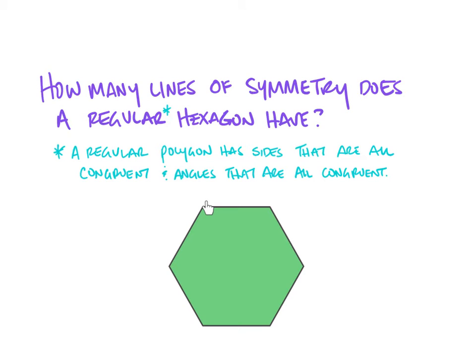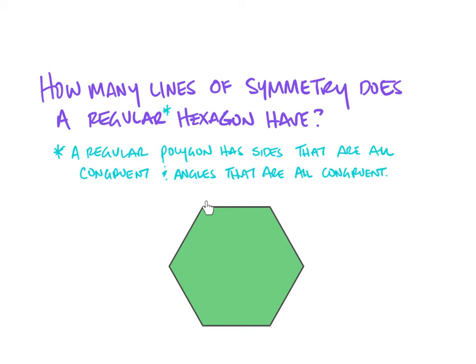And so the question is, how many lines of symmetry would this thing have? How many lines could I reflect it across, and then after I reflect it, it would look identical to the way it started? And another way to think about it is, how many ways can I divide this thing into two equal parts that are the same size and the same shape?